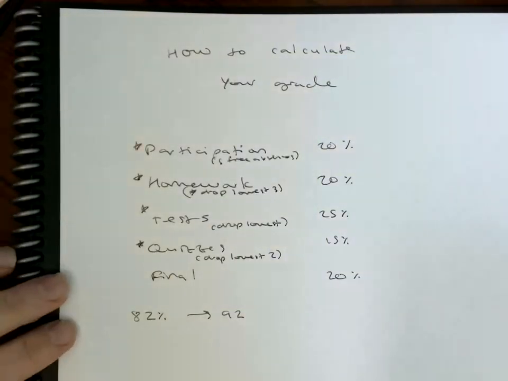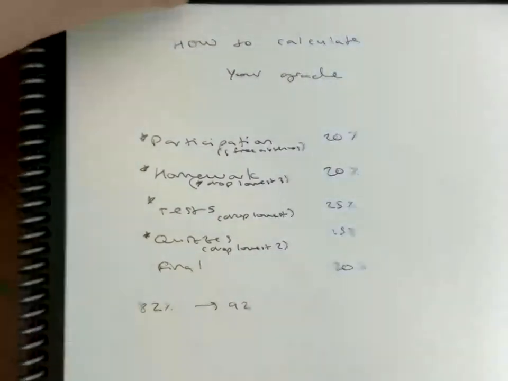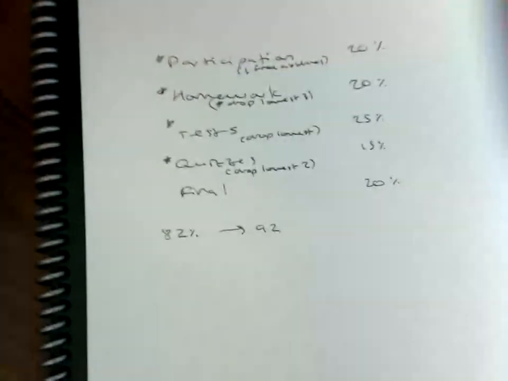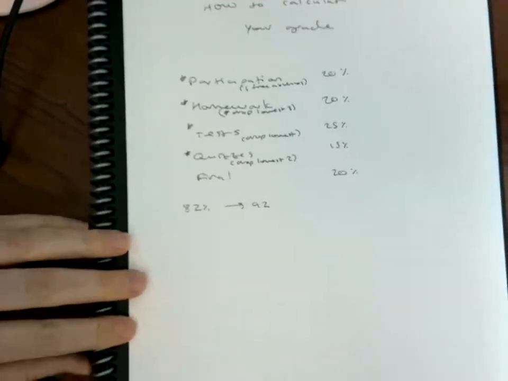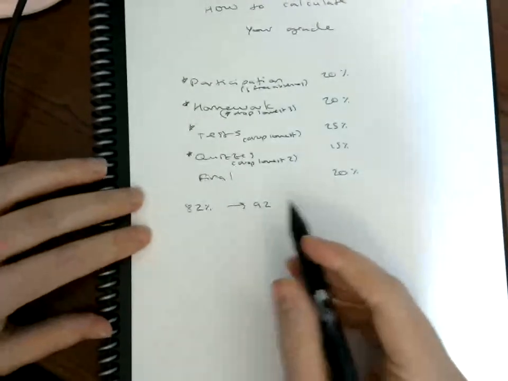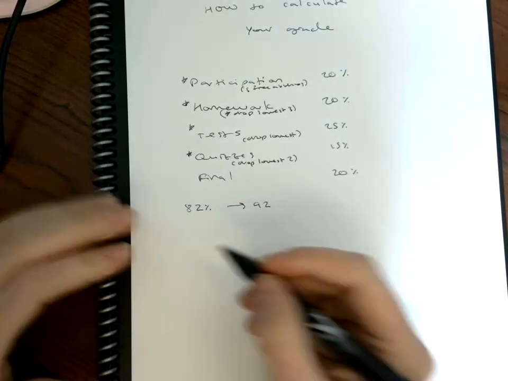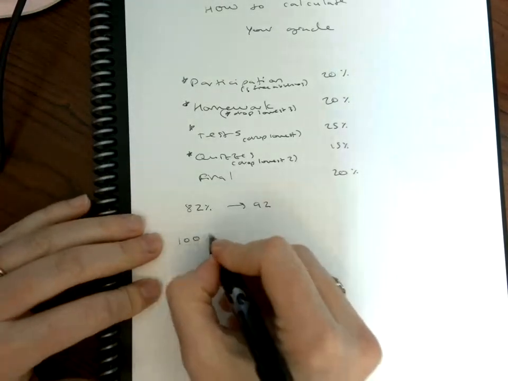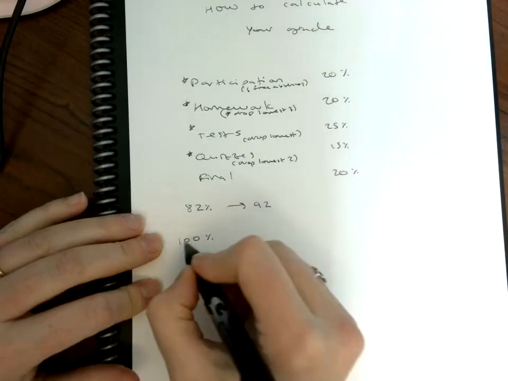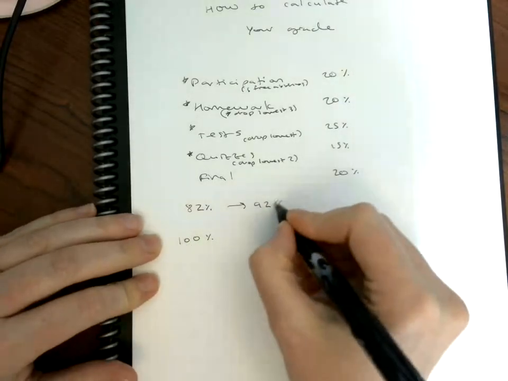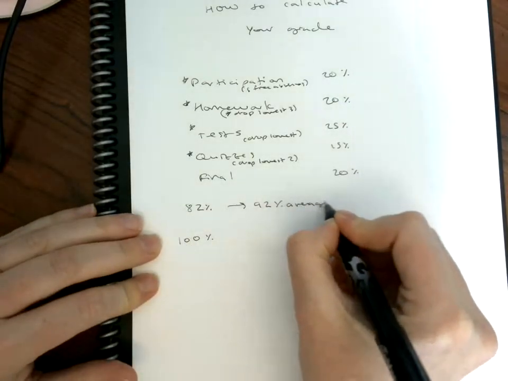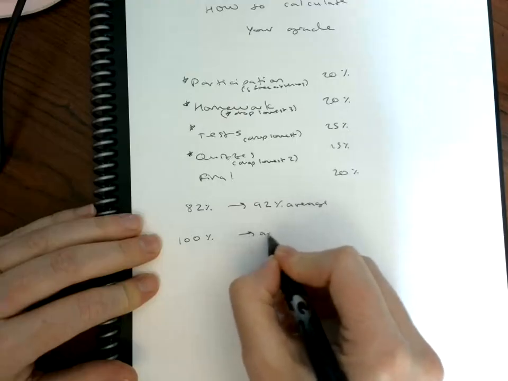Okay, so that would become 92%. Say that you got a, let me extend my camera. Let's say you have 100 on most of your homework, but there's 3 that you turned in late or whatever. So those 3 get dropped and you would have 100% average on your homework. So that's your average.